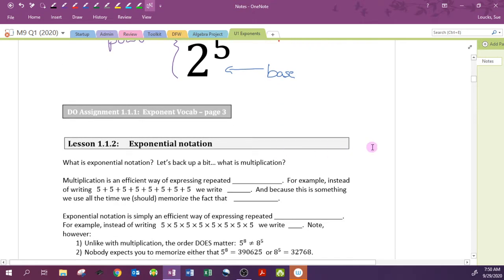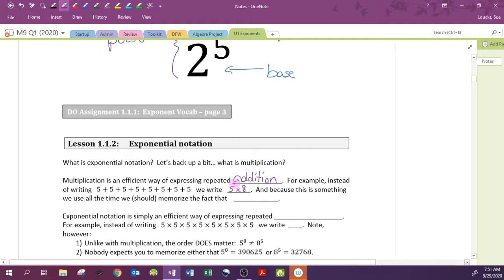Okay, what is exponential notation? Well, let's back up a bit. What is multiplication? Well, multiplication is actually just an efficient way of expressing repeated addition. For example, instead of writing 5 plus 5 plus 5 plus 5 plus 5 plus 5 plus 5, we write 5 times 8 because there are 8 of them.